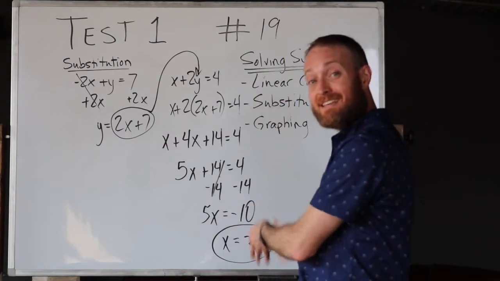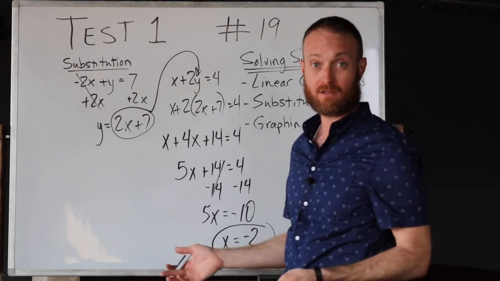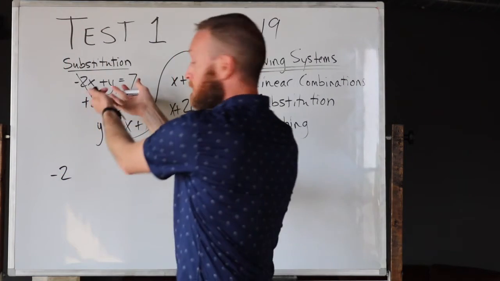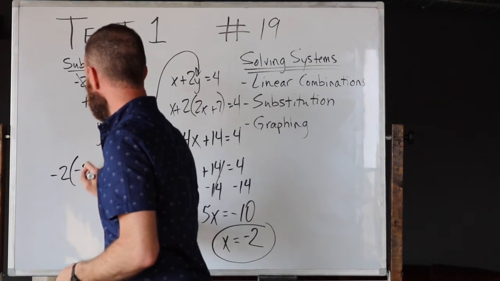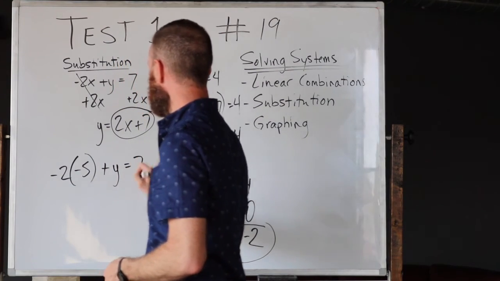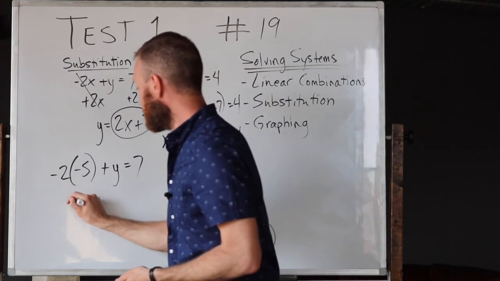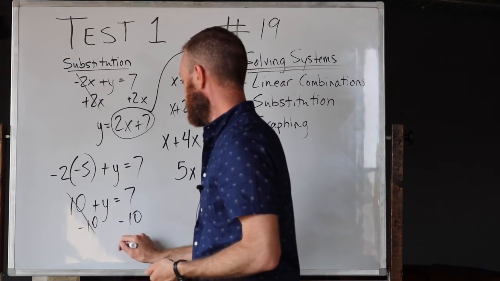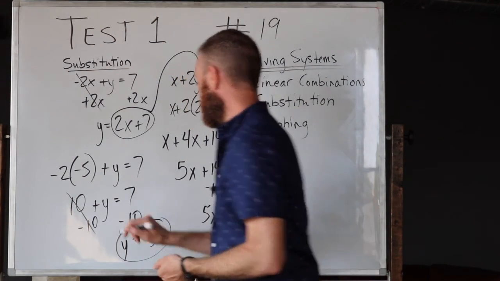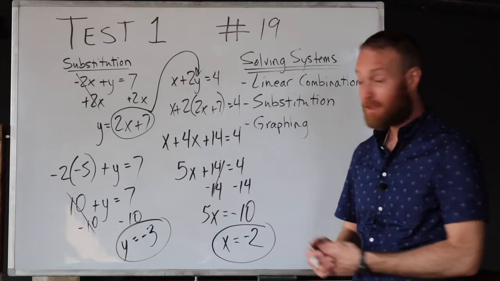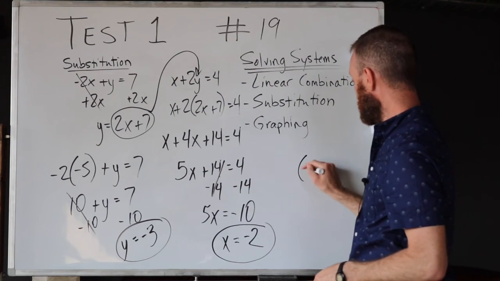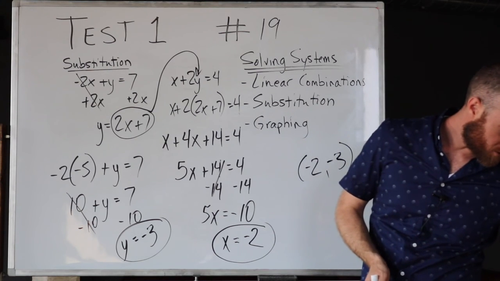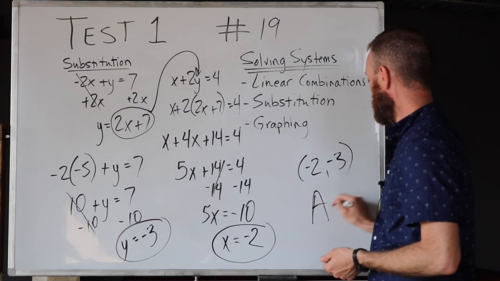So now I have to take this, plug it back into one of these equations, and find what my y would be. So now we say negative 2, I'm just picking the first equation, negative 2 times negative 5 plus y equals 7. Negative 2 times negative 5 is positive 10, plus y equals 7. Subtract 10 from both sides. y equals negative 3. So what is the coordinate that makes both of these true? Negative 2, negative 3, which is answer choice A.